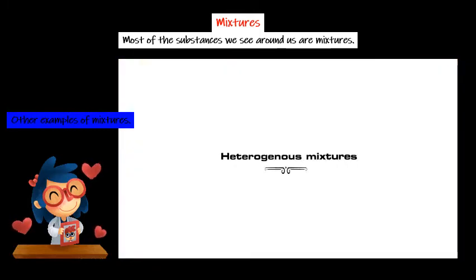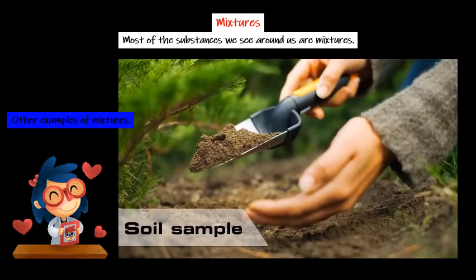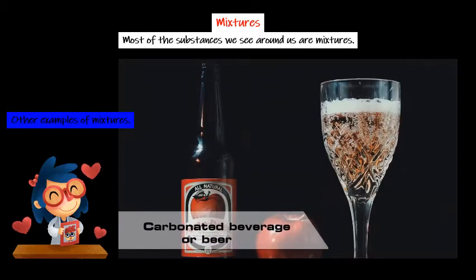In heterogeneous mixtures, the constituents appear separately. 1. Oil and water. 2. A soil sample. 3. Sandy water. 4. A carbonated beverage or beer. The CO2 gas appears separately within the liquid.